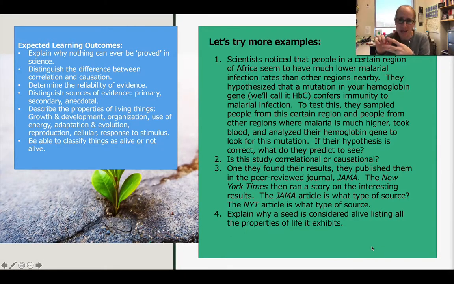The other source would be anecdotal. This would be like if somebody came to you and said, hey, I took a lot of vitamin C and I didn't get malaria. Okay.